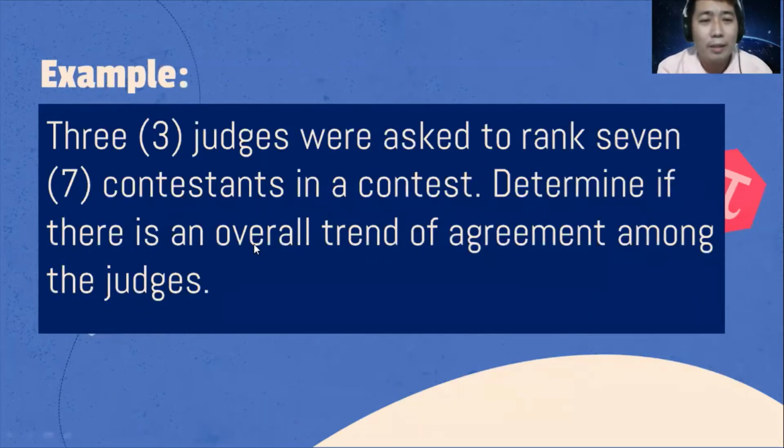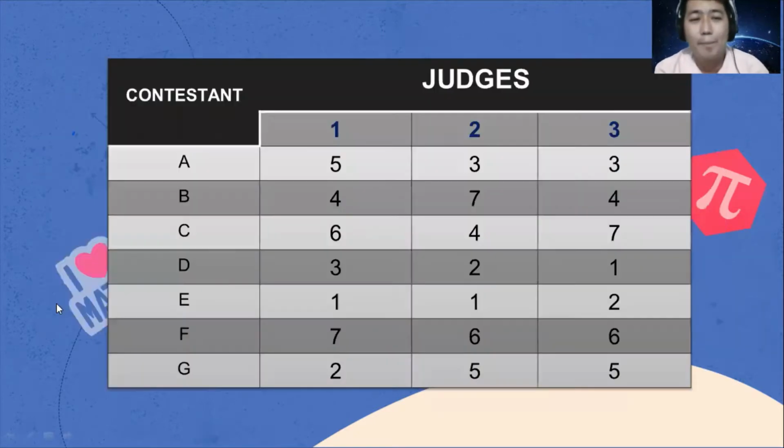Example. 3 judges were asked to rank 7 contestants in a contest. Determine if there is an overall trend of agreement among the judges. So these are the rankings of each judge. Judge number 1, 2, 3.